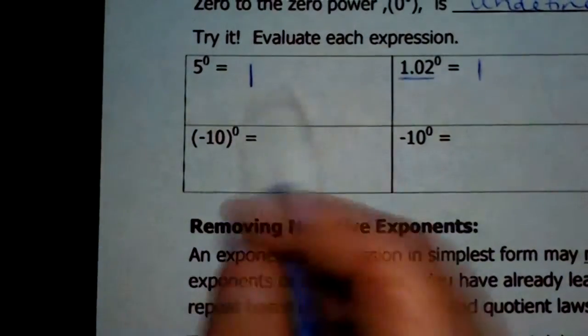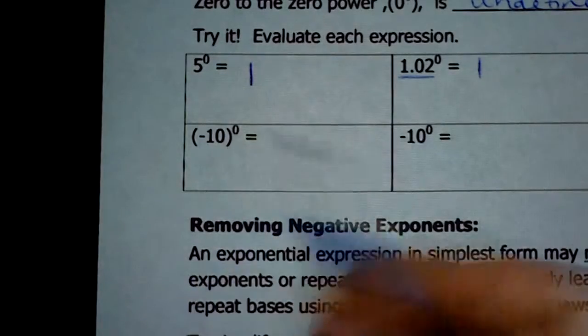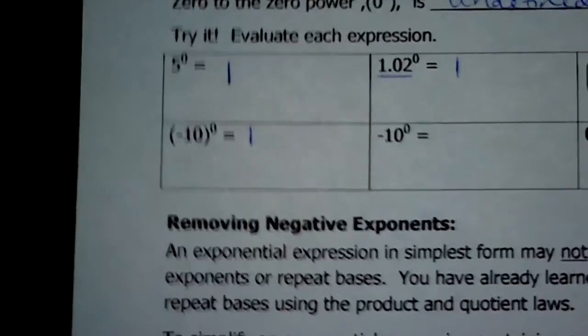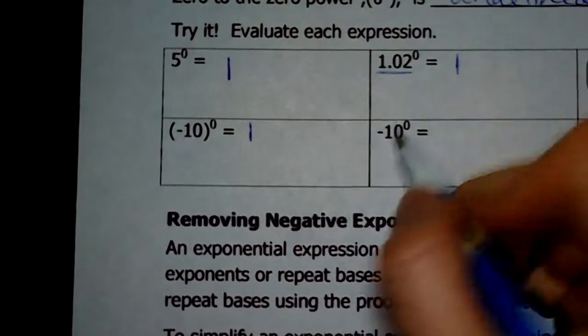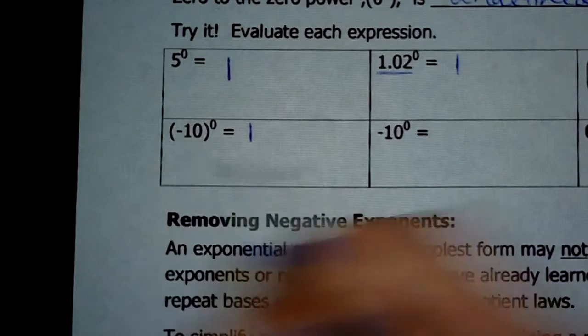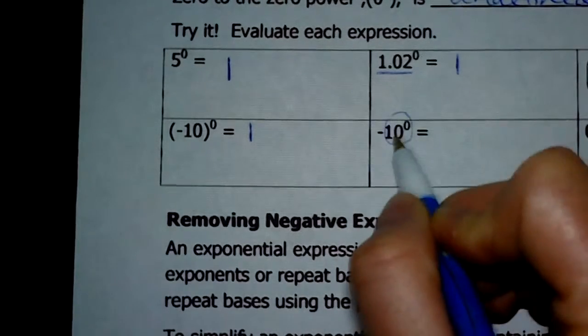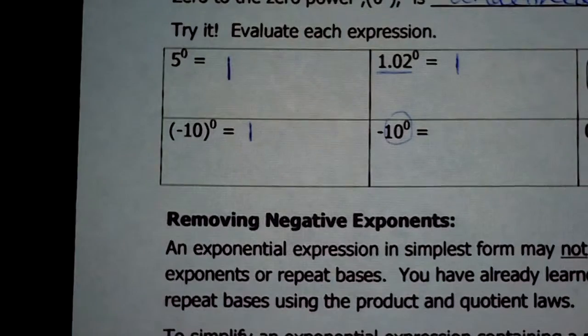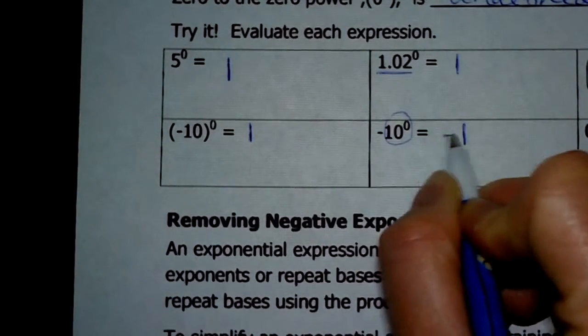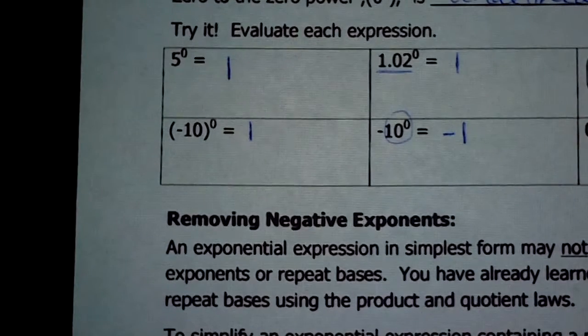There's always weird ones. The quantity of negative 10 to the 0 power, it's 1. And then we get to this one and you think, oh, it's 1. It's not. This means the opposite of. I don't have the parentheses wrapped around it. So it means the opposite of whatever 10 to the 0 power is. Well, what's 10 to the 0 power? Yeah, it's 1. What's the opposite of 1? It's negative 1. Yep. So if you see a negative base that is not wrapped in parentheses to the 0 power, you're going to get a negative 1.